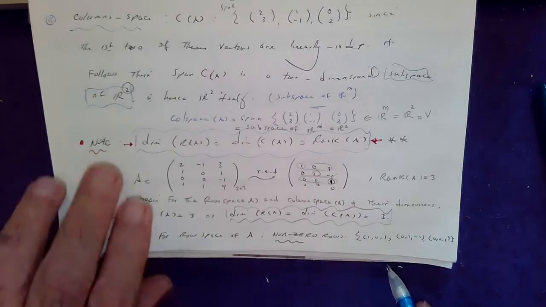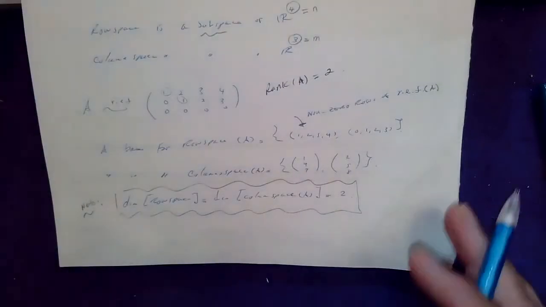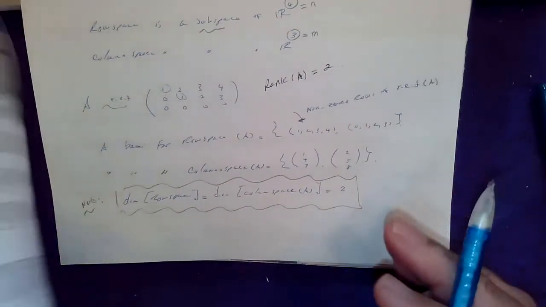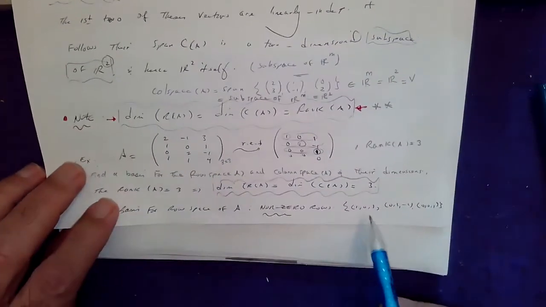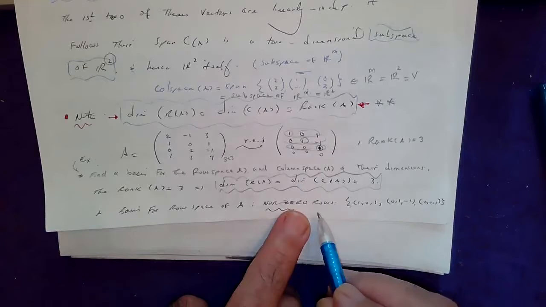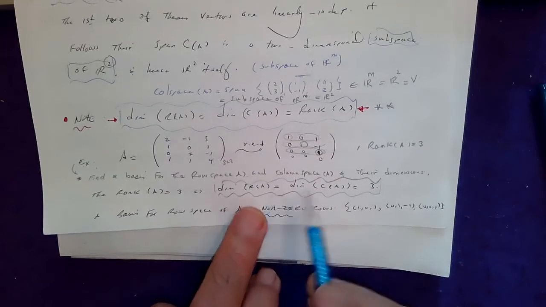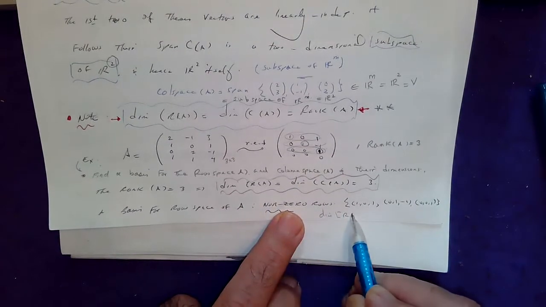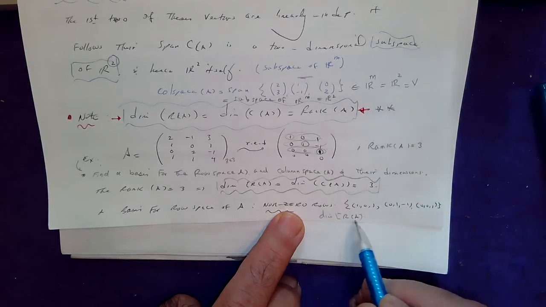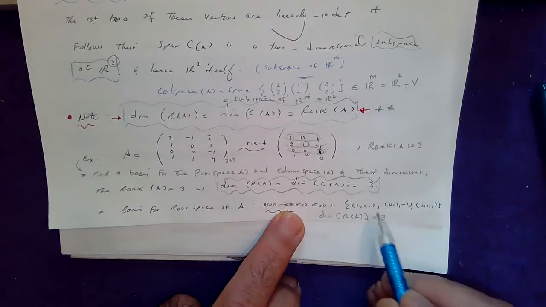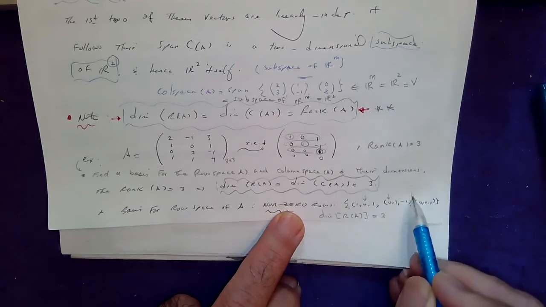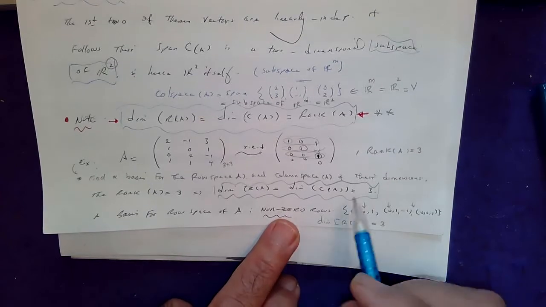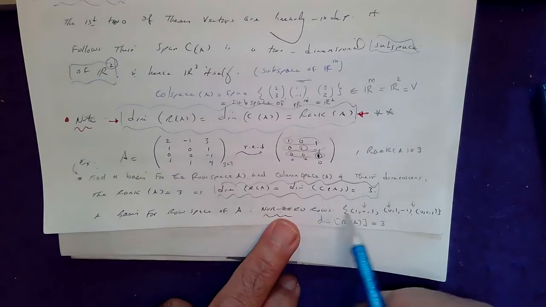So therefore, the dimension of the row space, let me call this R(A), happens to be 3, because we have 3 linearly independent vectors in the row space.